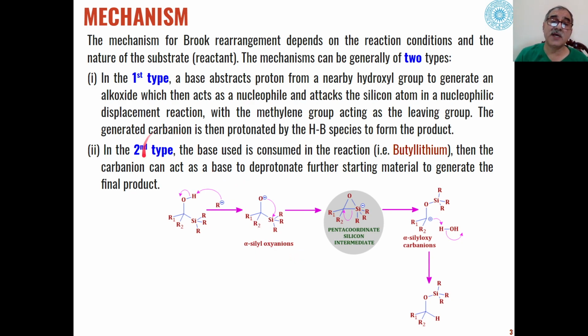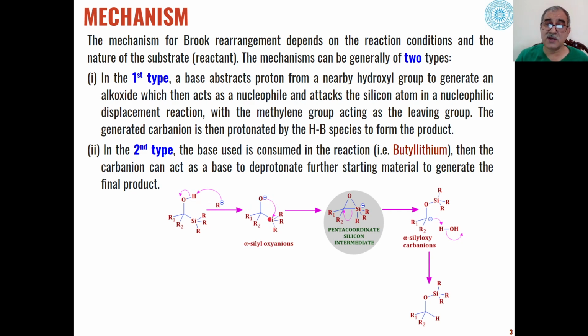Then the second type of reactions are those where the base which is used during the reaction is consumed in the reaction. For example, if we are using butyl lithium, then the lithium group will be part of the product formed during the reaction. So when we are using a base, this base will abstract the proton, and an oxyanion will be formed like this.